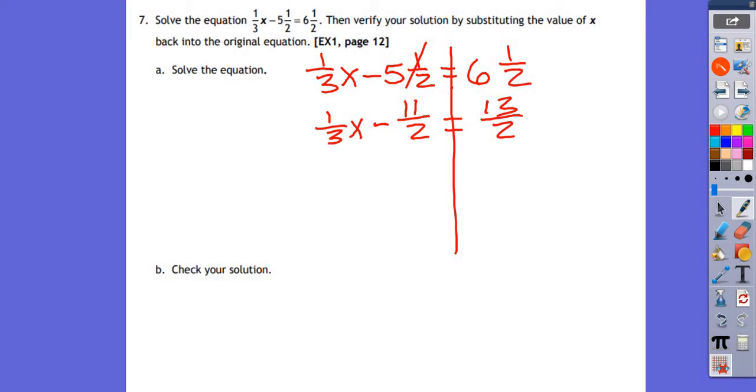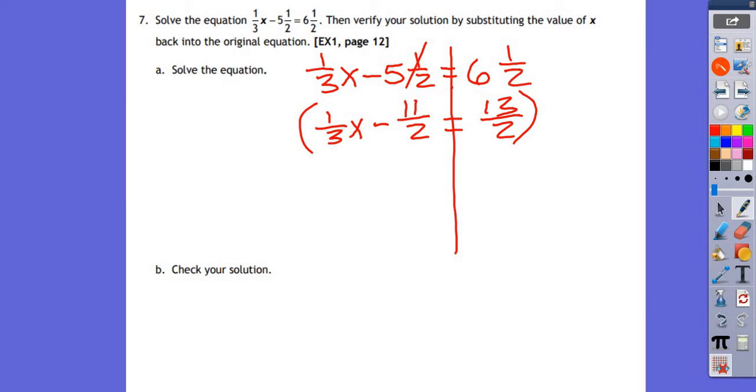Now I'm going to do the step of getting rid of fractions so I don't have to deal with them. To get rid of fractions, you have to multiply the whole problem by the least common multiple of the denominators. Least common multiple. Okay, so my denominators are 2 and 3. What is the least common multiple of those? 2 and 3. Six.